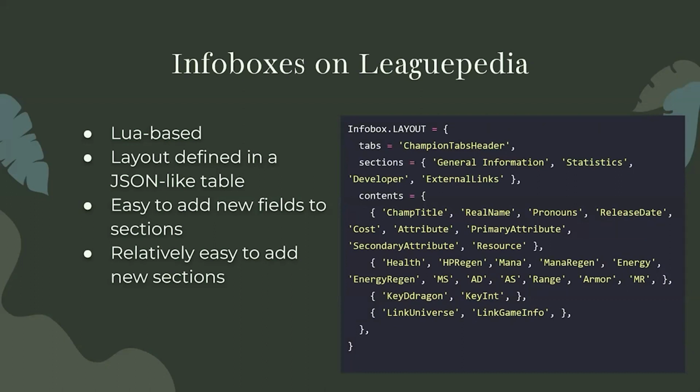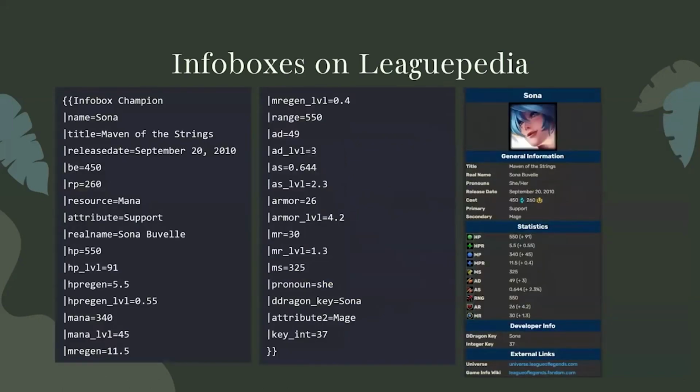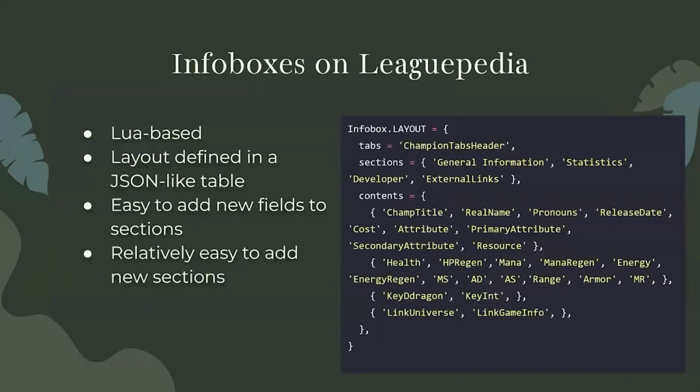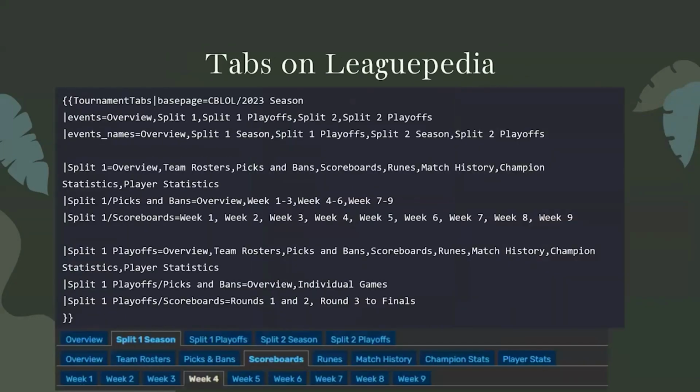So we want to take this structured data that we can easily define in Lua, and then we want to turn it into something that we can flatten into wiki text. So here's how a champion infobox looks when the user actually uses it, and we want to make this happen, but put this data into wiki text instead of Lua.